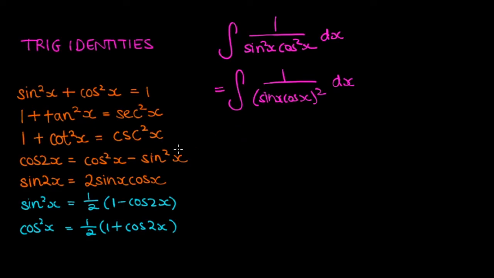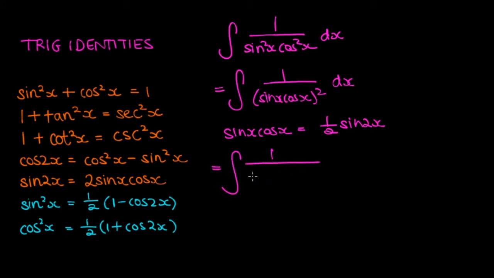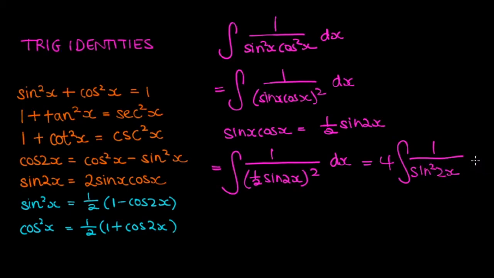So if we divide by 2, we get sine x cosine x is equal to a half sine 2x. So if we make this substitution, then our integral becomes 1 over a half sine 2x squared. And so if we were to expand the brackets here, we would end up with a quarter in the denominator. So if we bring that out to the front, that's 1 over a quarter, or in other words, 4 times the integral of 1 over sine squared 2x.